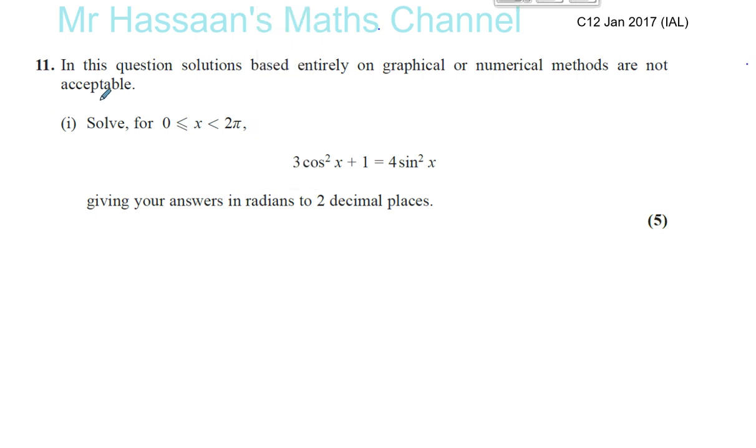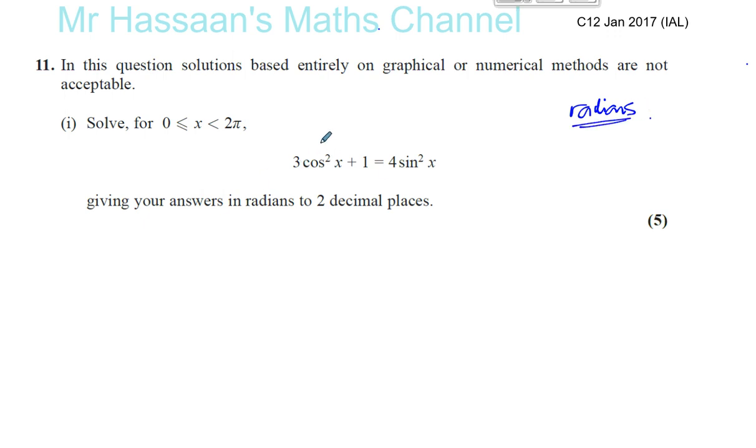Okay, question number 11 from January 2017, a request from someone on YouTube. In this question, solutions based entirely on graphical or numerical methods are not acceptable. Solve for x between 0 and 2 pi. So first thing, we've got to think about radians, so straight away your calculator should be in radian mode.